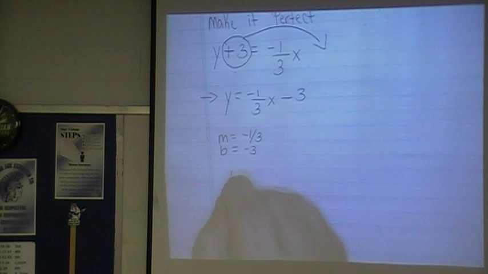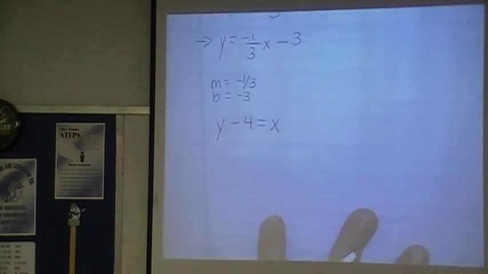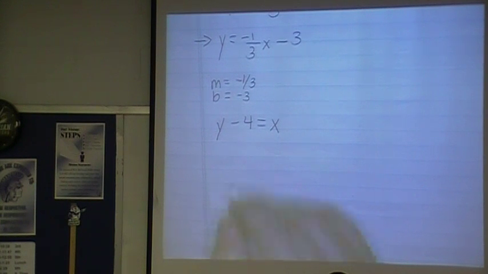Okay, look at this one. y minus 4 equals x. Is there something hanging out with the y? What is it? What kind of 4? You need to circle that negative with that.